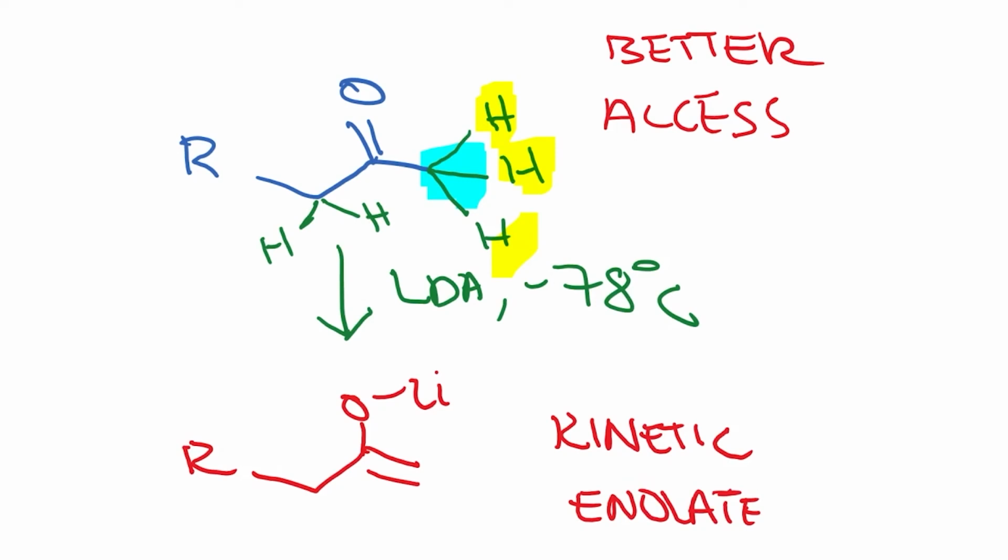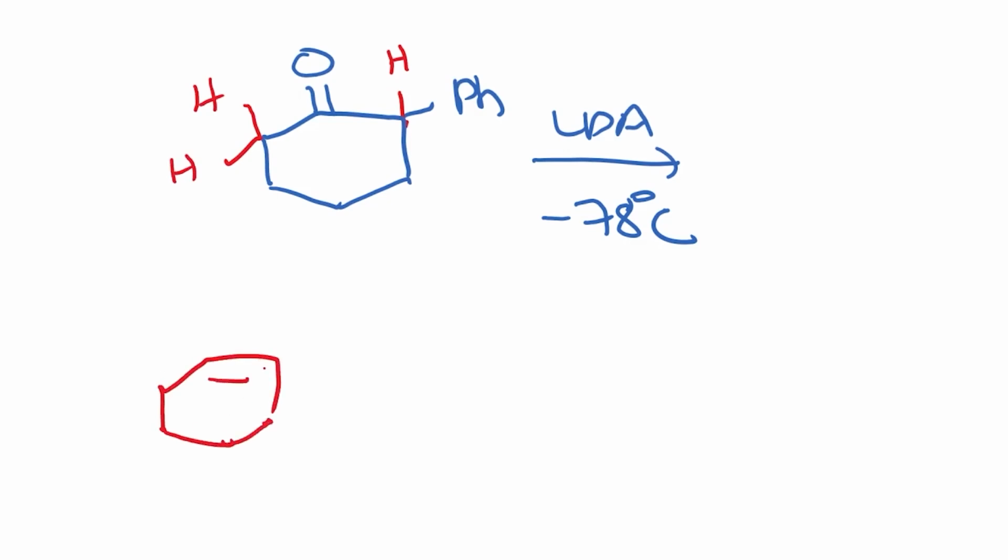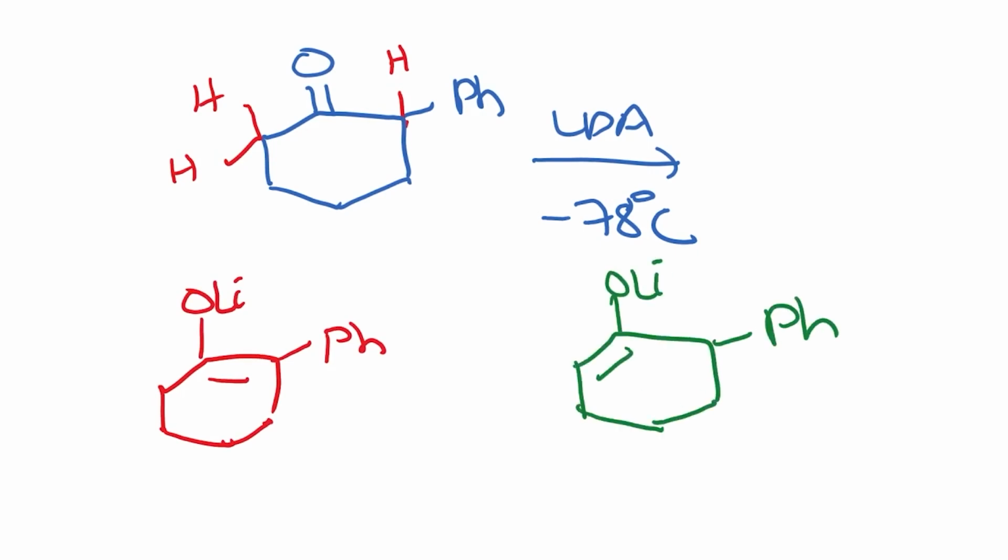So just to complete the discussion here, if we start with this ketone, now if we add LDA at minus 78 degrees centigrade, then based on our discussion, this hydrogen is less accessible, these two hydrogens are more accessible, and so let me just draw out the two enolates. So these are the two potential enolates, and our data shows that this is 100% formed and there is no evidence for the formation of this product. So this is really useful.